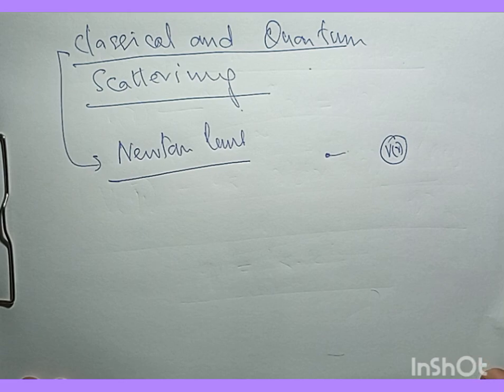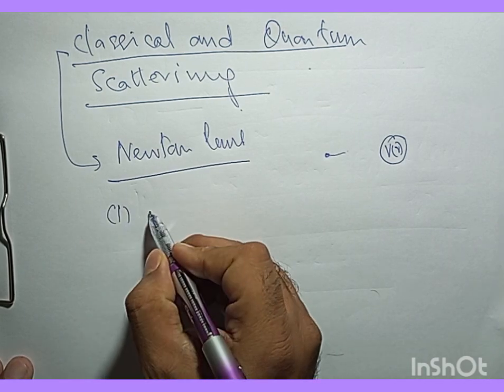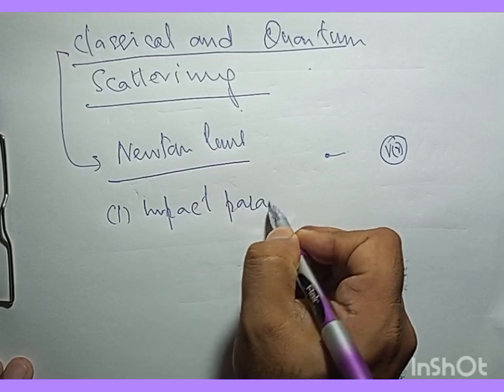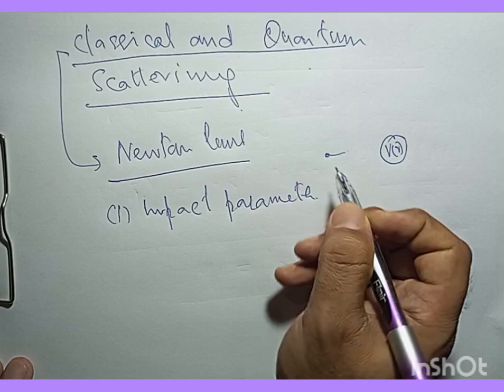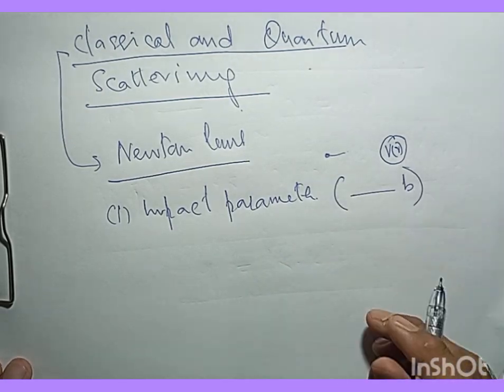So the key parameter here is Newton's laws, and there are some terms that are involved in classical scattering. The very first one is what we call the impact parameter. And this impact parameter, as all of you know, is symbolized as B.